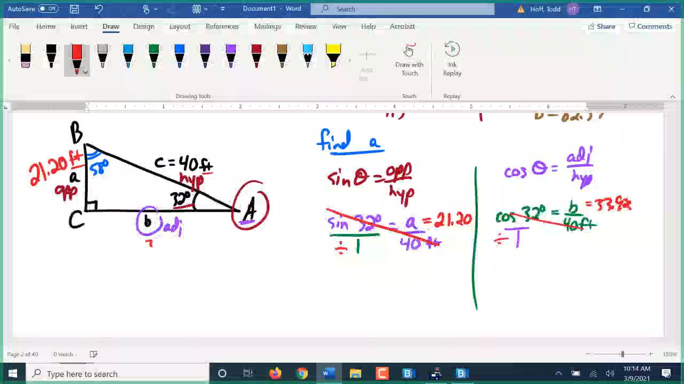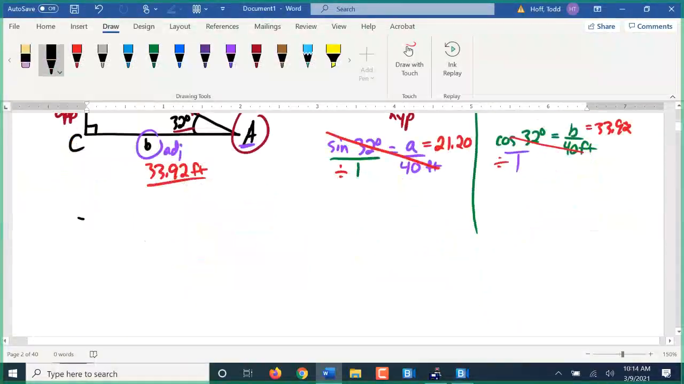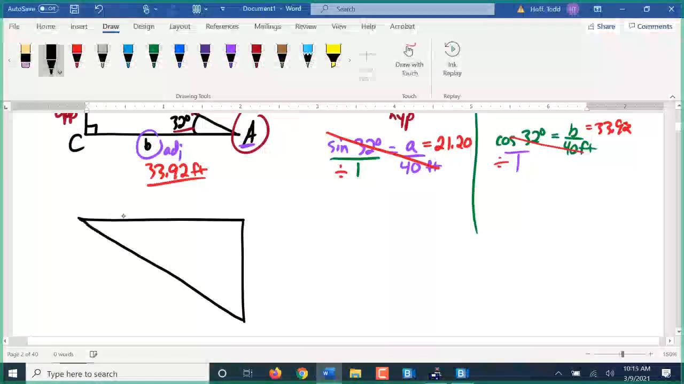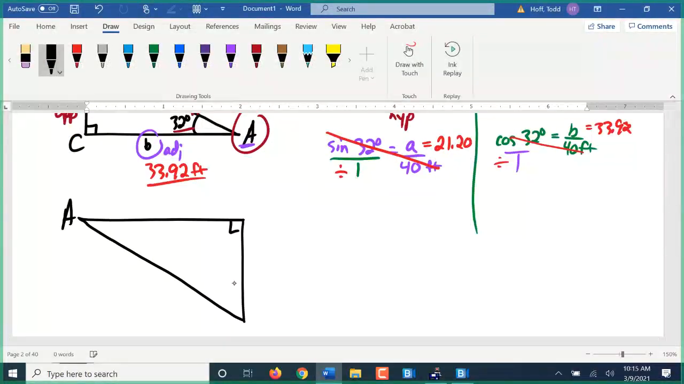So this here is 33.92 feet. So I could find those missing sides from the angle and the trig function. Now we might have something like this, where I might tell you that angle B here is 67 degrees, and that side B up here is 18 centimeters.